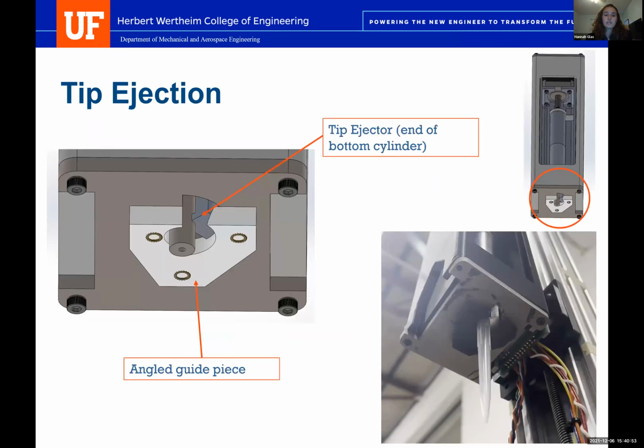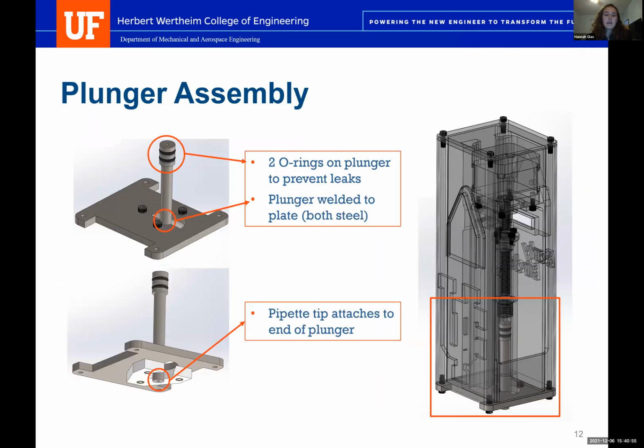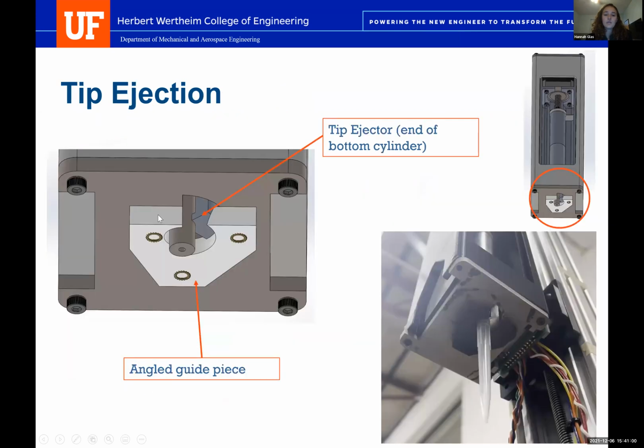As for how our tip ejection works, as you can see in our plate, we have a cutout. The cutout is for that end of the cylinder here. When we're simply sucking up and dispensing liquid, we are operating above the range where the pipette tip would sit. And then when we are ready to eject it, we push the cylinder all the way down past the tip to eject it.